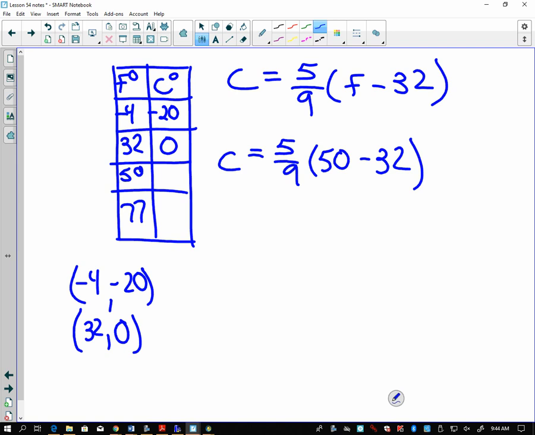When you do that, you want to be really clear that this is F and this is C. Okay? Do you follow me? Because we're replacing those things.